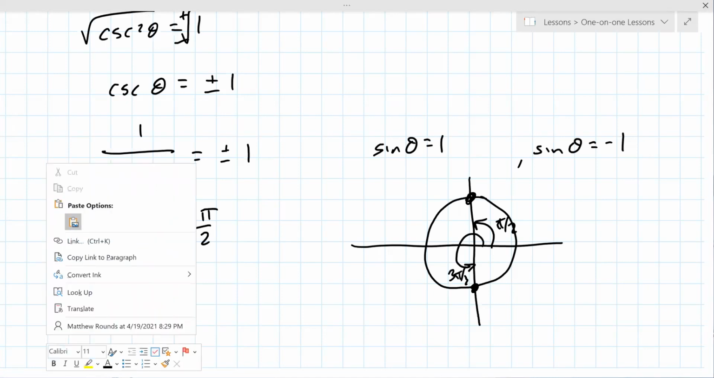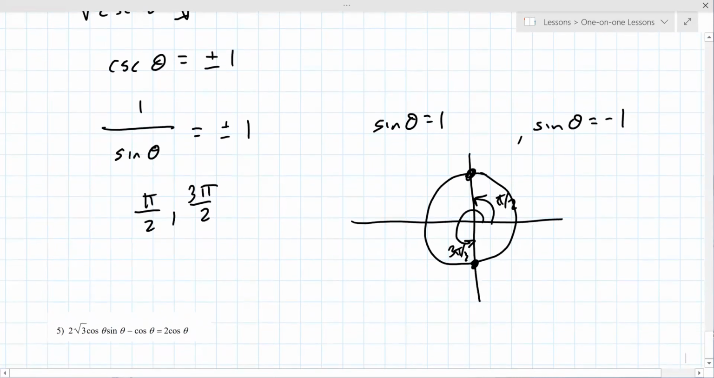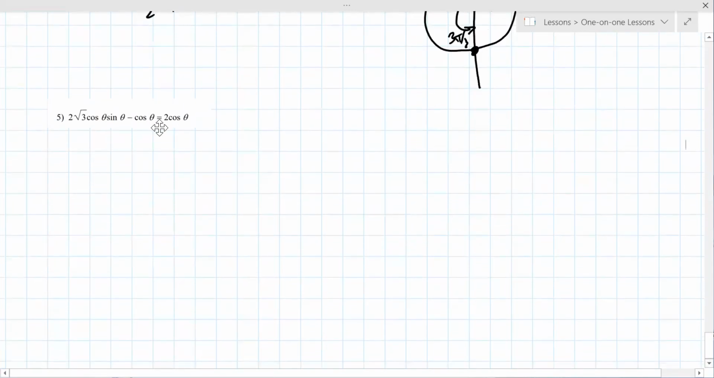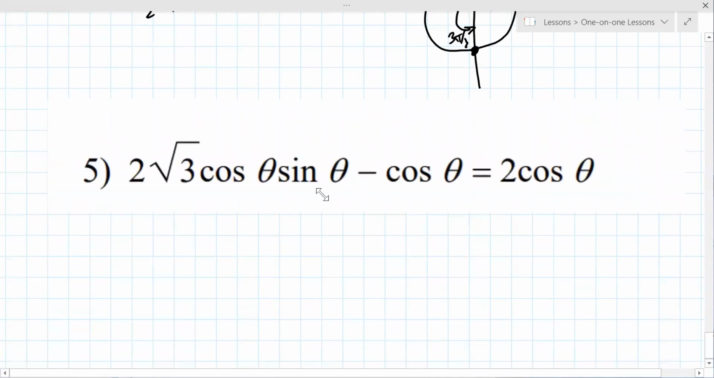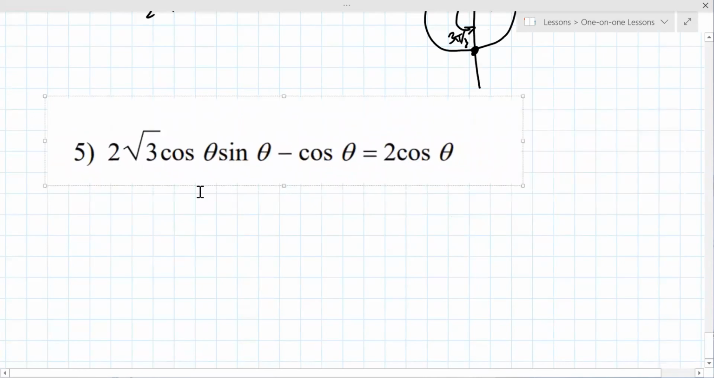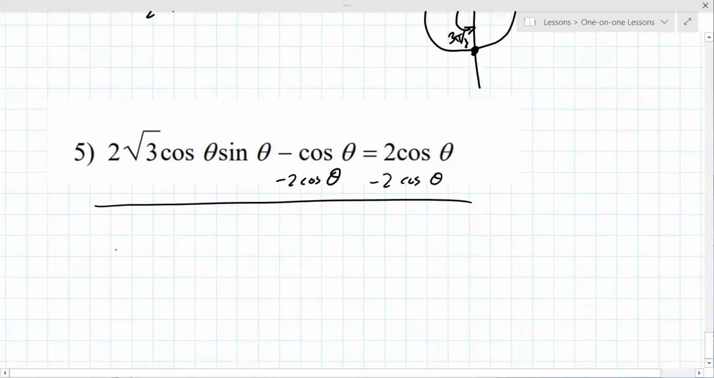All right. So on to number 5. This one has 2 trig functions in it, which means we might have to get creative. Not sure yet. You generally move everything to one side. So we're gonna move this 2 cosine theta to the left side, and -3 cosine theta. Yes. Okay.